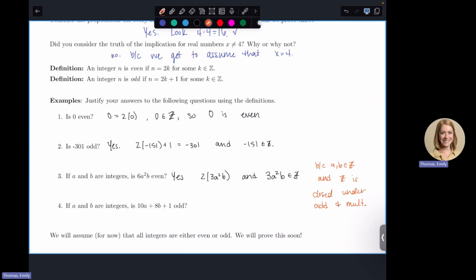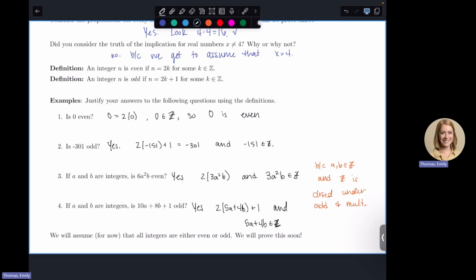Okay, if a and b are integers, is 10a plus 8b plus 1 odd? Yes. How do we know? 2 times 5a plus 4b. And that 5a plus 4b, again, is an integer because the integers are closed under addition and multiplication.